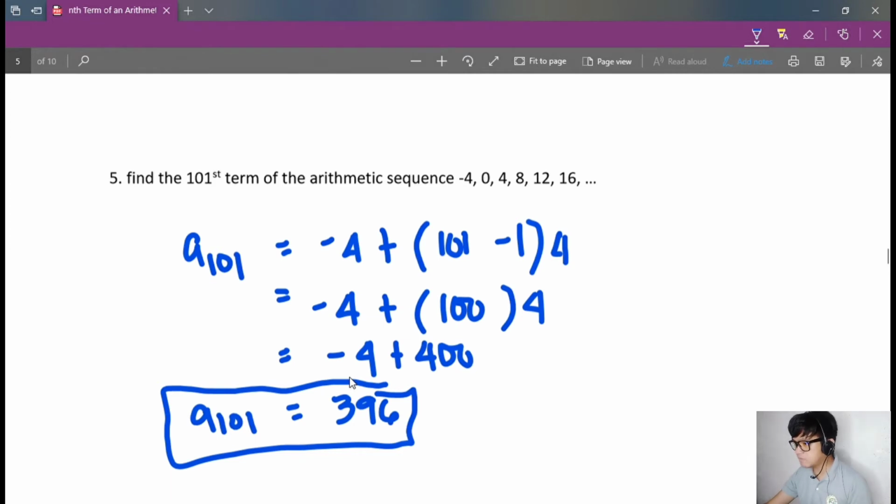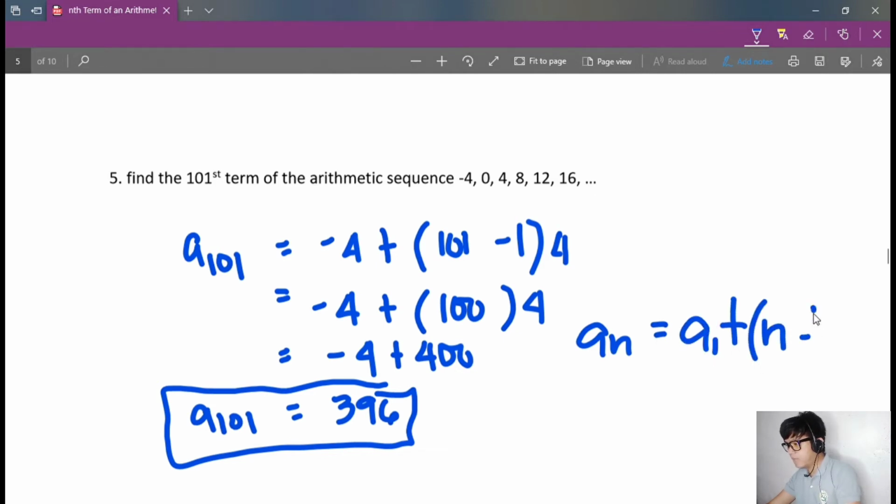So, the formula is very important. You have to remember the formula. A sub n, remember nyo parati ito ha, A sub n is equal to A sub 1 plus the quantity of n minus 1 times d. So, yan yun. Ito yung formula.